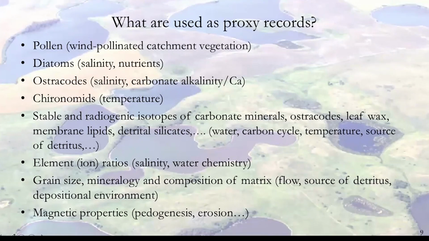Element ratios tell us something about salinity and water chemistry. We need something that records element ratios. And we tend to forget to look at the matrix itself, but the grain size, mineralogy, or composition of the matrix tells us a lot about the strength of the flow, river water inflow, the source of detritus, and what kind of deposition environment was present. And some people use magnetic properties so that they can say something about the pedogenesis or erosion that brings magnetic minerals into the lake sediments.